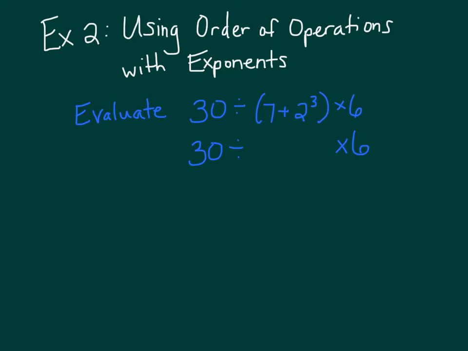And before we can really do the parentheses, though, we have to figure out what 2 to the third power is. And we're going to remember that 2 to the third power is the same thing as 2 times 2 times 2. So 2 times 2 is 4, and 4 times 2 is 8. So basically what we have in the parentheses here is 7 plus 8. And then in our next step, we're going to actually do 7 plus 8.